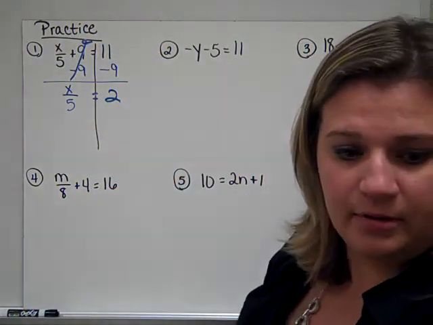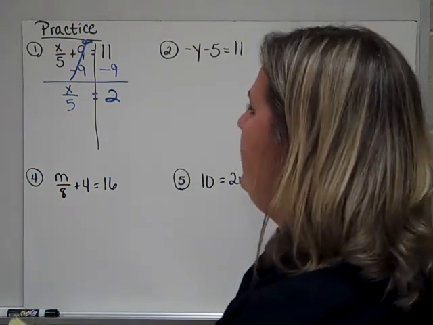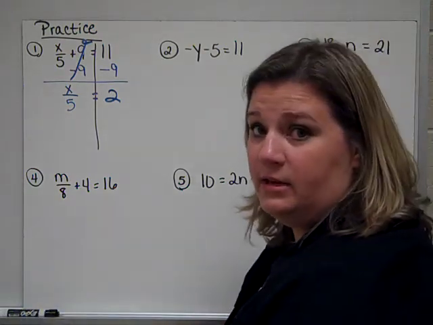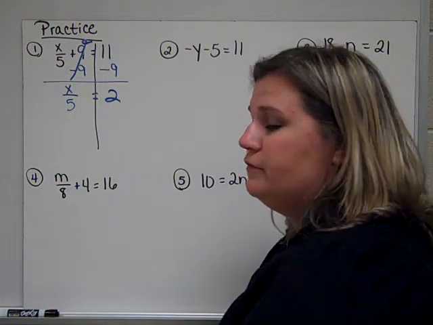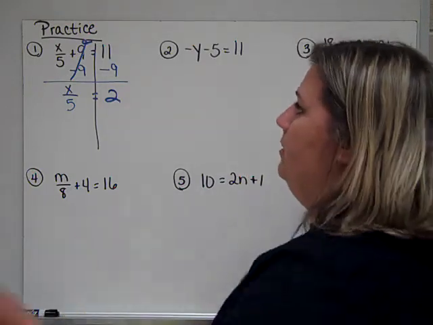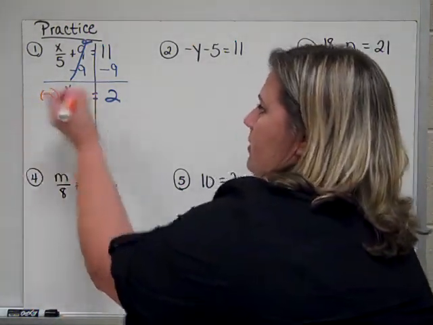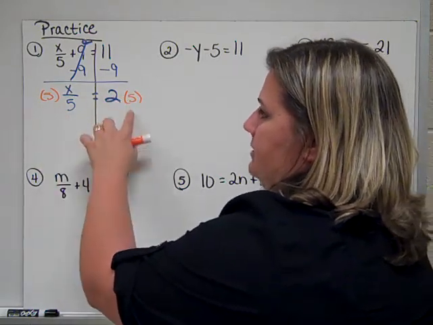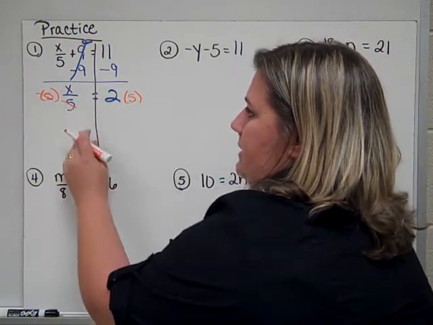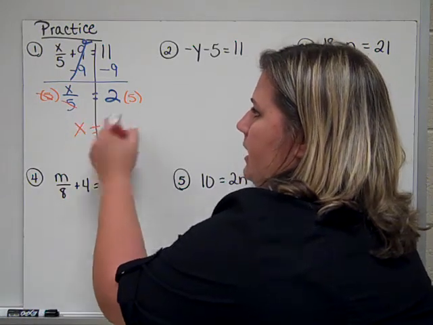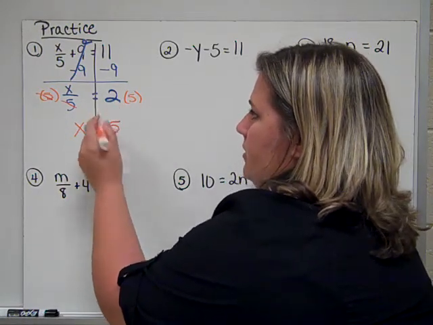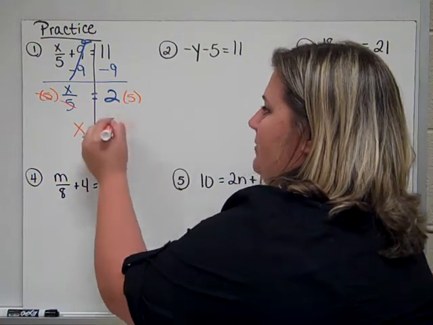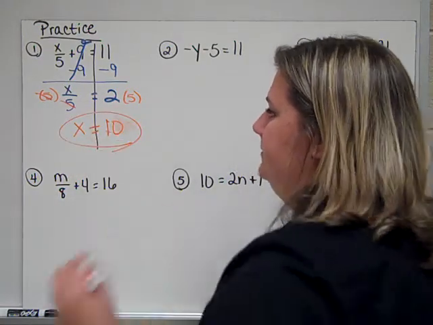Now that step is where 5 is being divided. So the inverse operation of division, we need to multiply by 5 on both sides. Notice I'm doing the same thing on both sides. So this goes to a positive 1x, and 2 times 5 is positive 10.